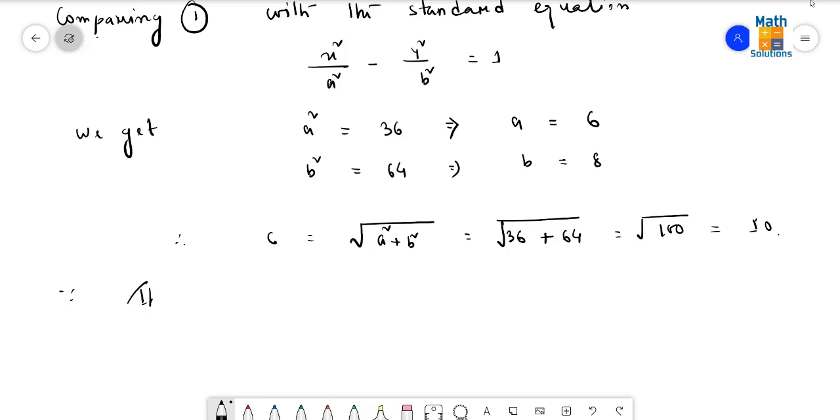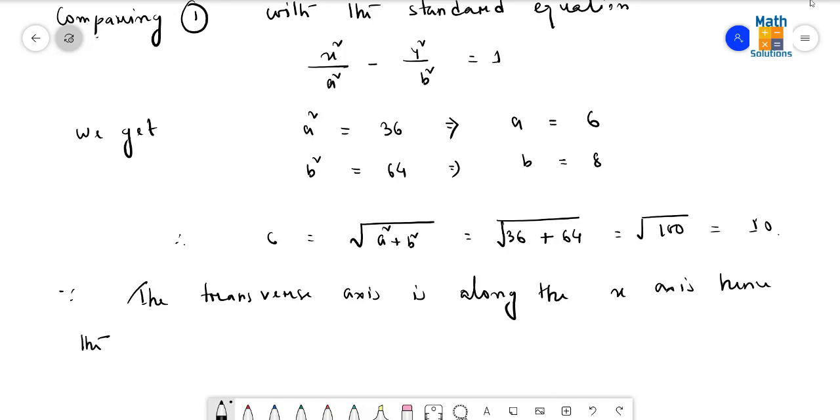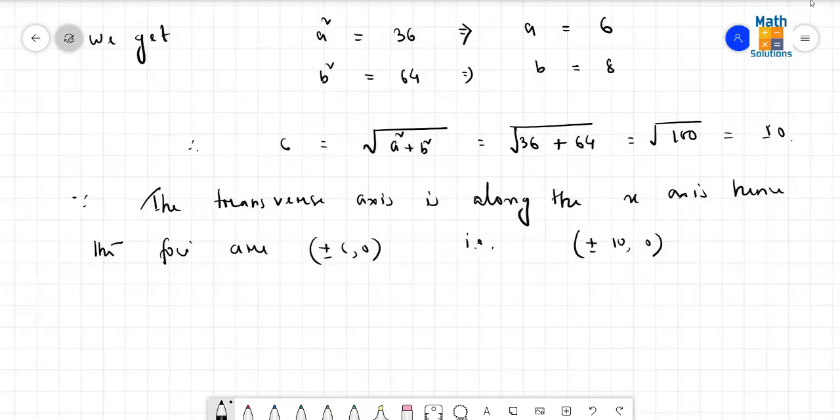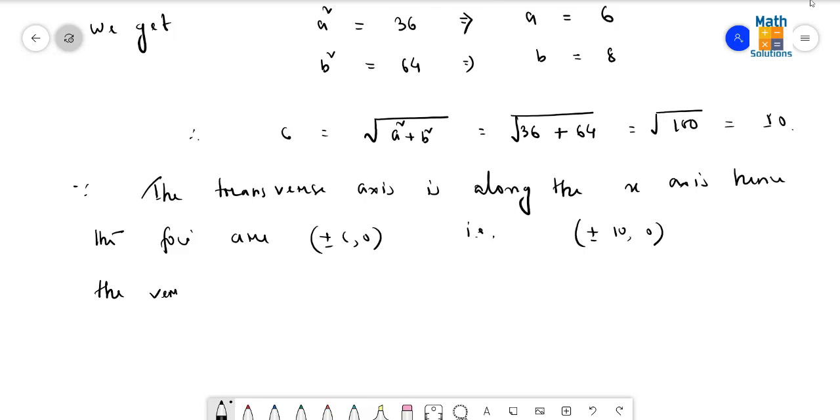Since the transverse axis is along the x-axis, hence the foci are plus minus c comma 0. Yes or no? It will be plus minus c comma 0, that is plus minus 10 comma 0 we shall get here. Then the vertices are plus minus a comma 0, that is plus minus 6 comma 0.